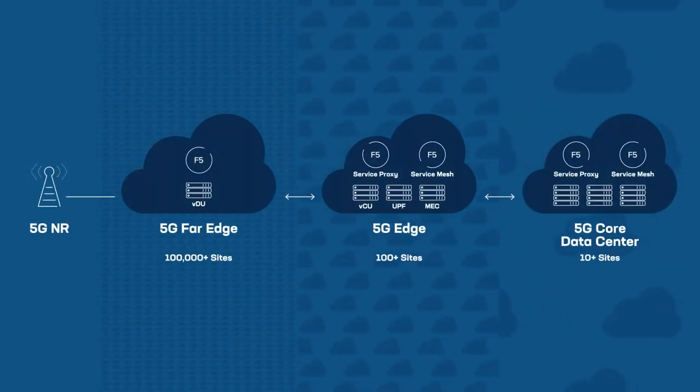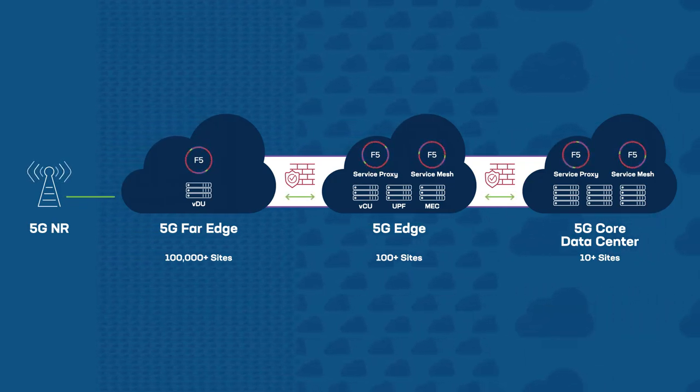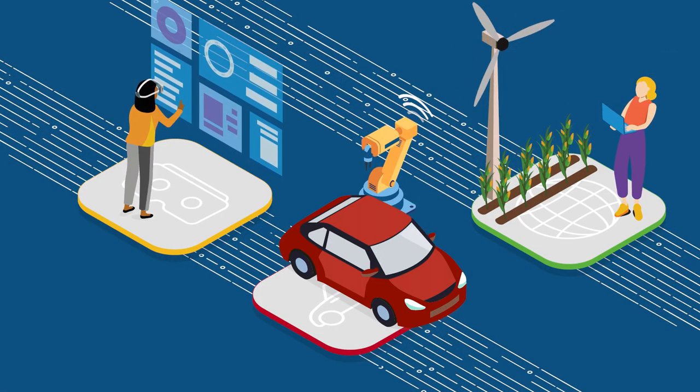F5 technology secures legacy and modern applications from core to edge, and even into your Kubernetes clusters, providing DDoS defense, web application firewalls, API protection, and fraud prevention services, which means you get no compromise security that protects your network, your data, and your customers.